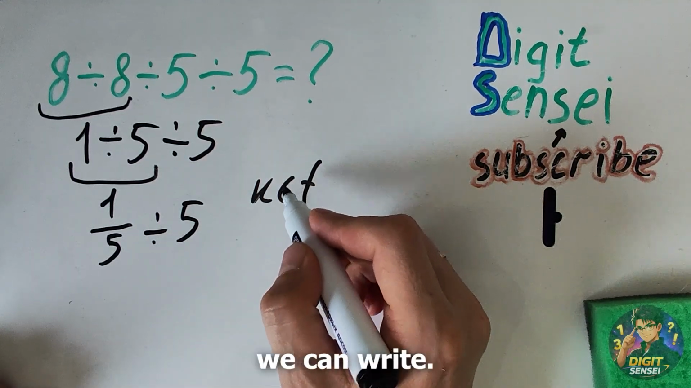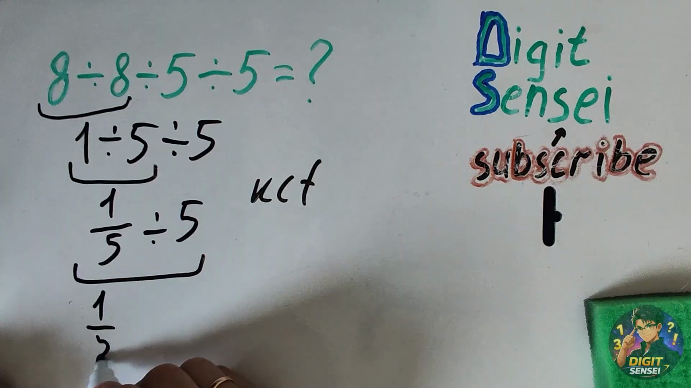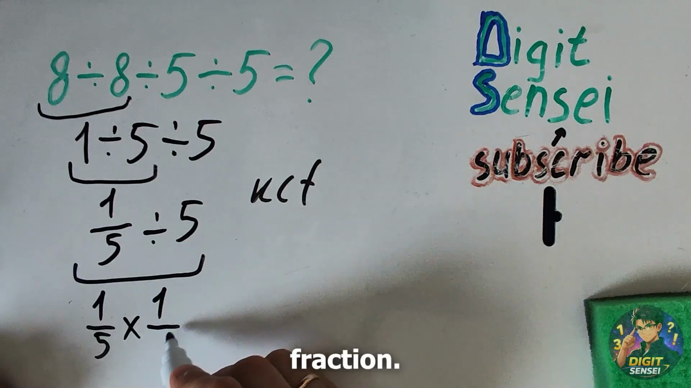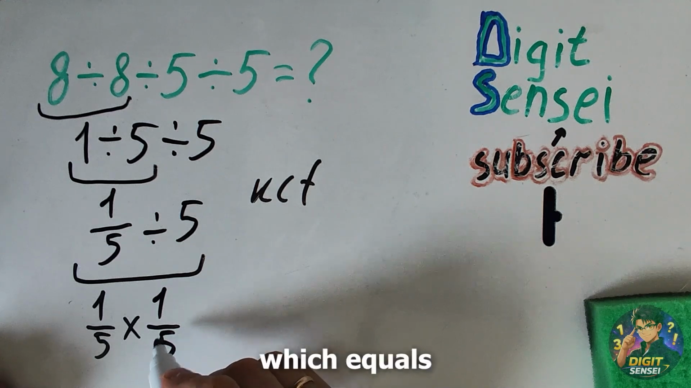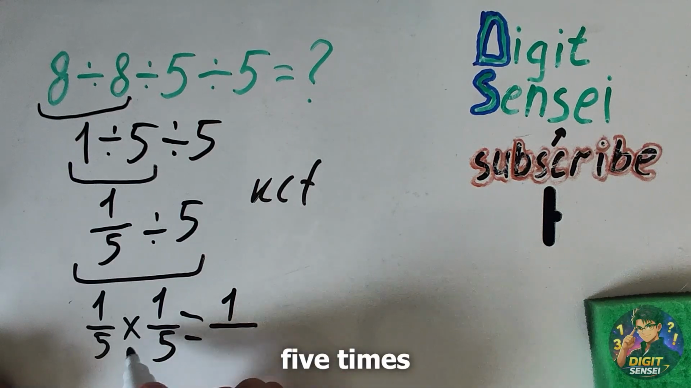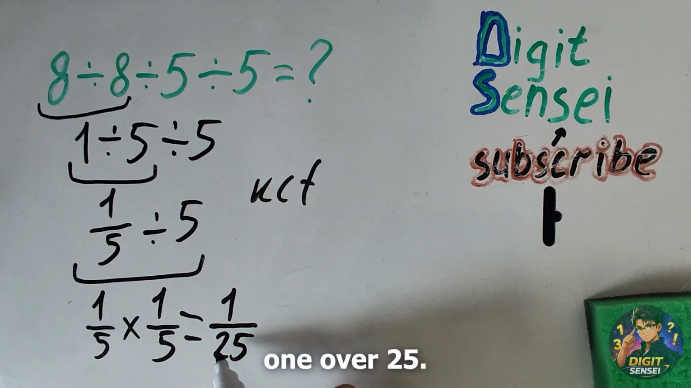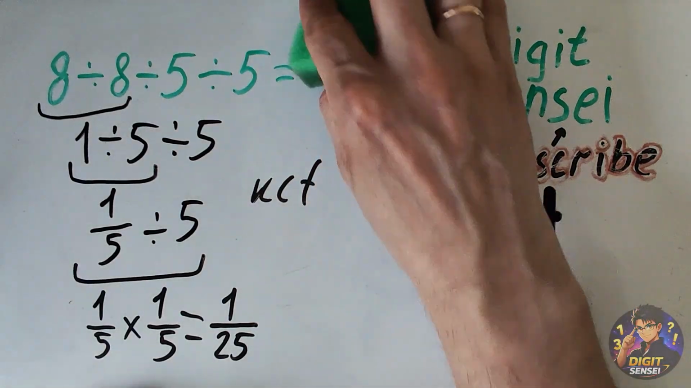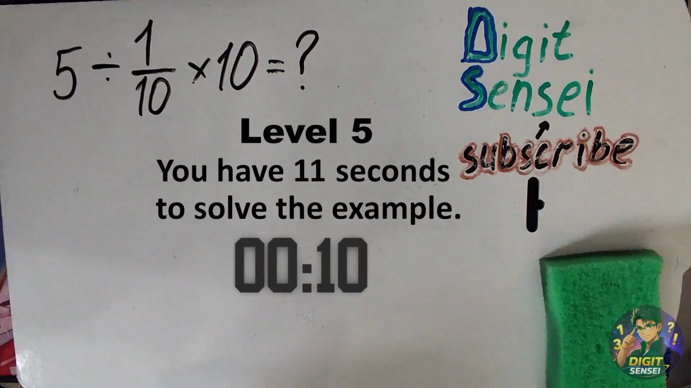Now, according to the KCF rule, K stands for keep, C stands for change, and F stands for flip. We can write keep the first fraction, change division to multiplication, and flip the second fraction. 1 over 5 times 1 over 5, which equals 1 times 1 gives us 1. So 1 over 5 times 5 is just 25. So we have 1 over 25. And this is our final answer to this problem. The correct answer is 1 over 25.